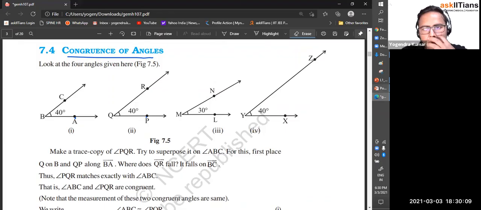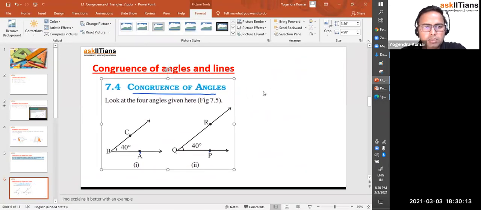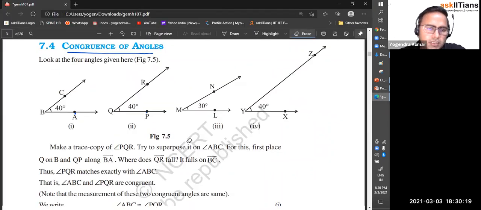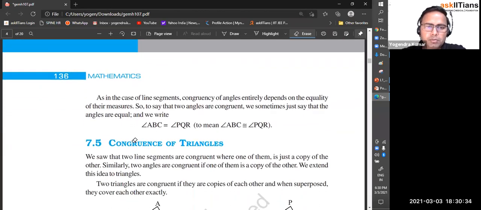Now let's see further how we can see the congruency more in our NCERT book. You can remember, so we write here like this: angle ABC is congruent to angle PQR. So the measure of angle ABC, M for measure, is equal to the measure of angle PQR, right? So this is what you need to remember.